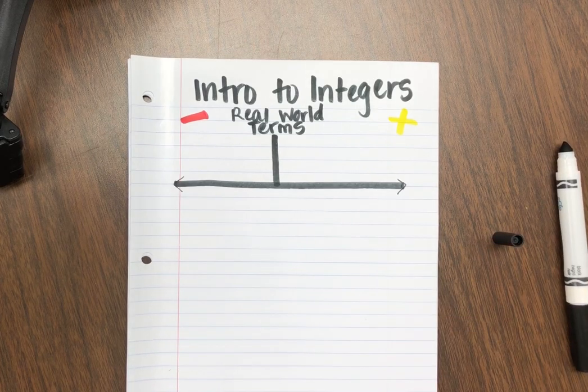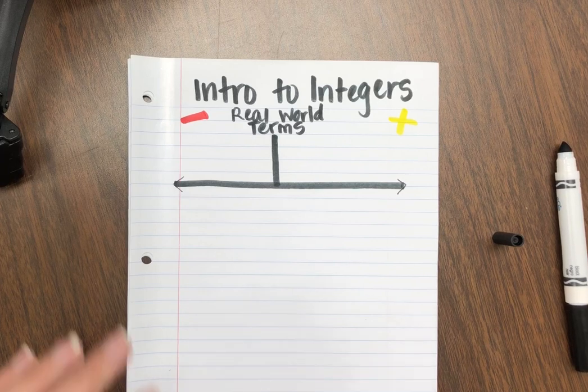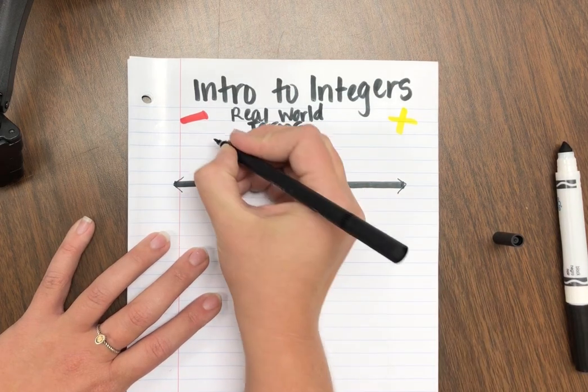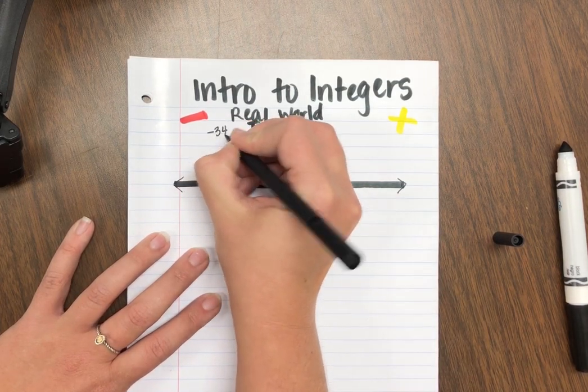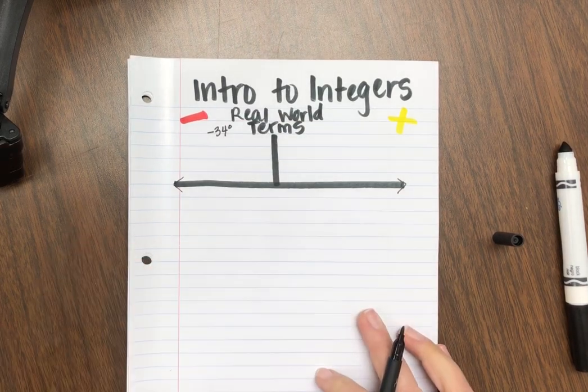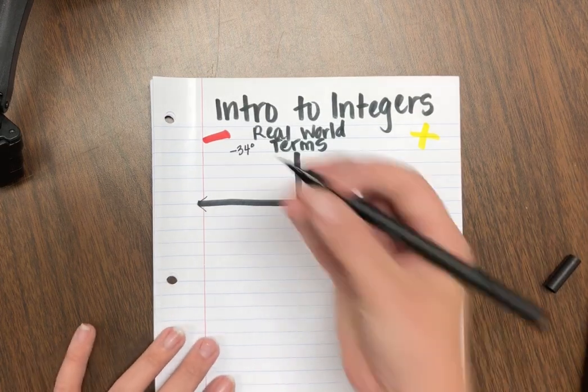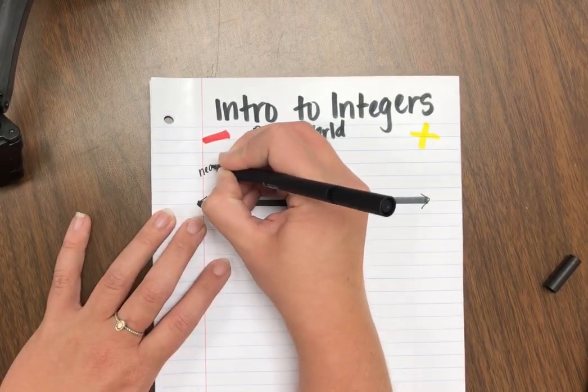So let's talk through some negative terms for real world integers. Anybody ever been to somewhere where it's really, really cold? I don't know if you have or not. I've been to Russia a few times. So in Russia, it's really, really cold. So it might be -34 degrees. That's going to be a negative integer in a real world setting. Really, really cold. So other words would be negative.